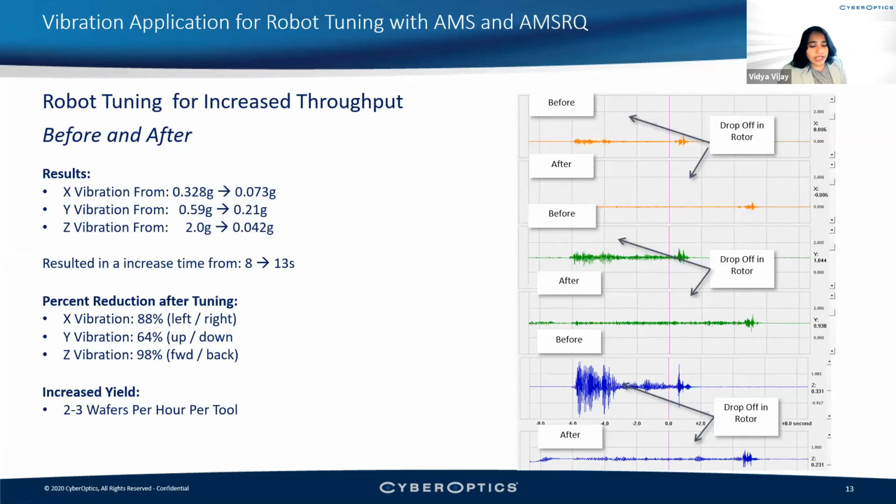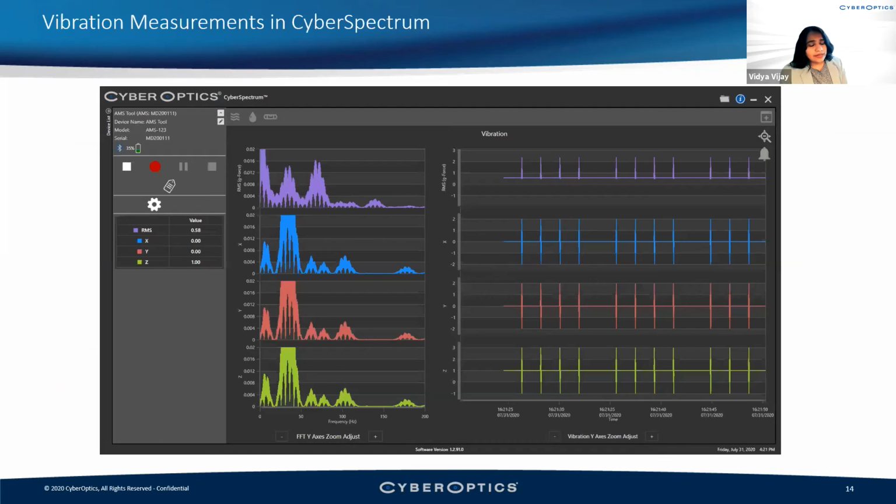Again, if the sensor can go wherever the wafer goes, then it helps to pinpoint the location. When you see signals in real time, you can say it was going from the end effector to the next chamber, and so on. You can indicate where the vibration came from as well. And in this case, it increased yield by 2 to 3 wafers per hour per tool. This is huge savings.